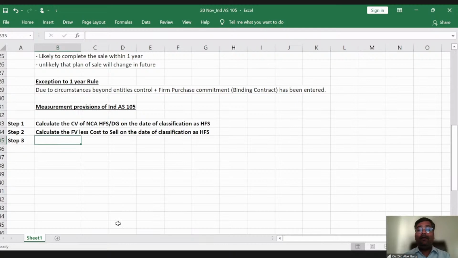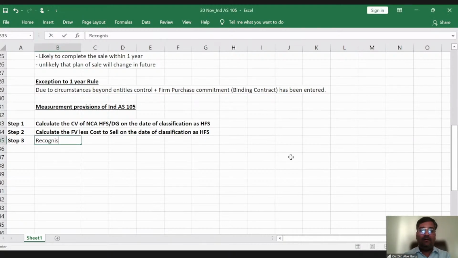What is step number three? Recognize non-current asset held for sale. I hope my Excel file is visible to all of you. We are discussing the measurement aspect. Okay. So third step, recognize NCA-HFS.